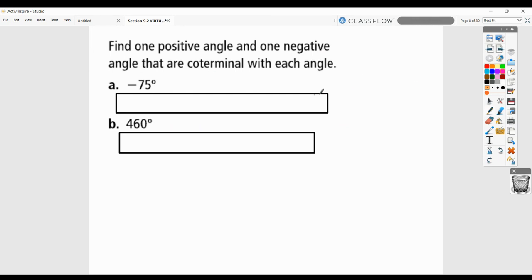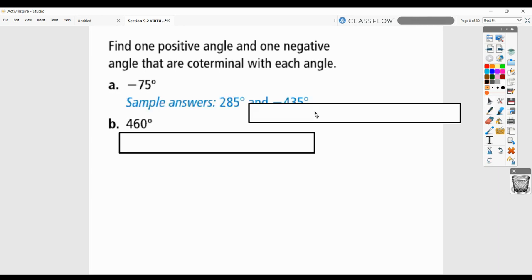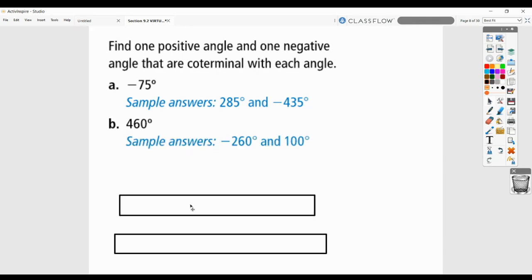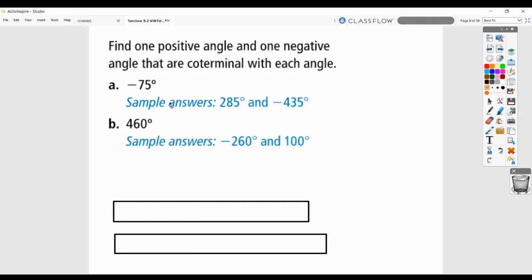All right, so if you want to pause this and state one positive and one negative coterminal angle, be my guest. Okay, these are the two samples I have for each one. All right, negative 75 degrees. If I add 360, there I go. All right, if I take negative 75 degrees and subtract 360, there it is. All right, same dealio here with 460 degrees.